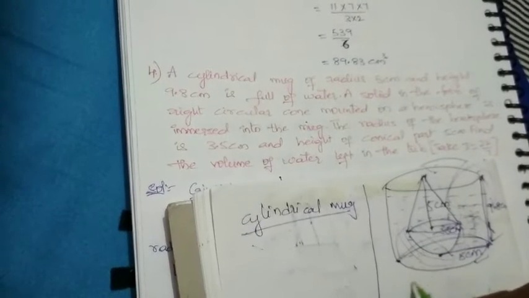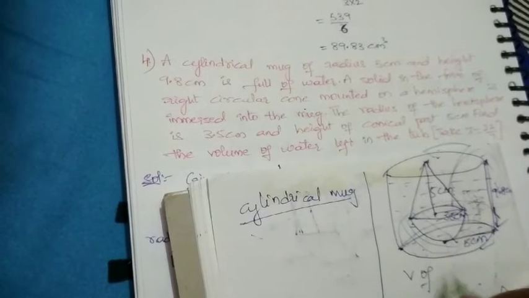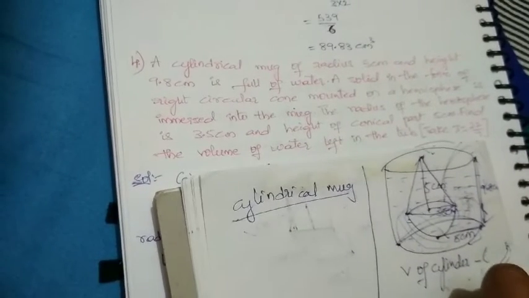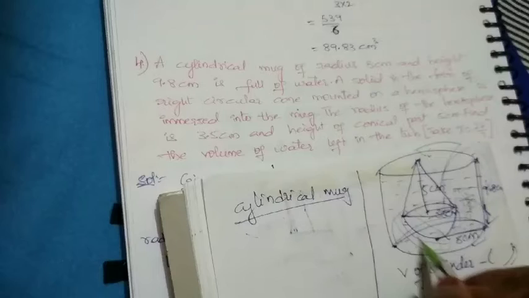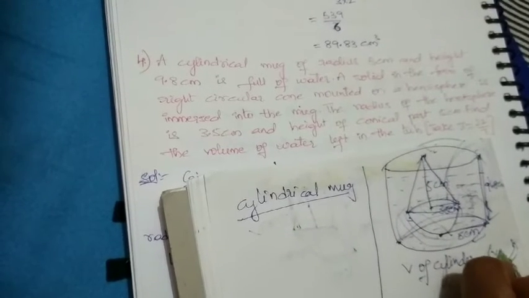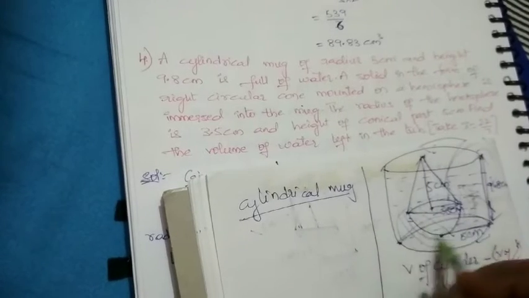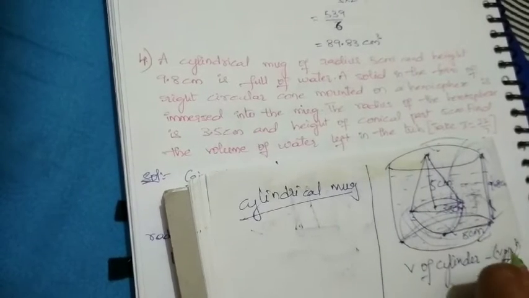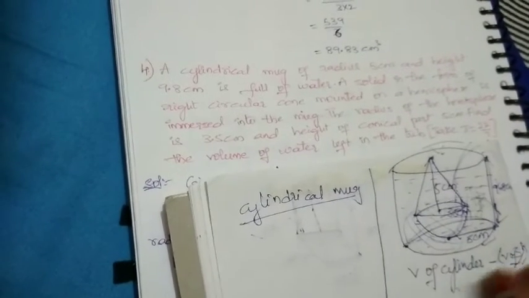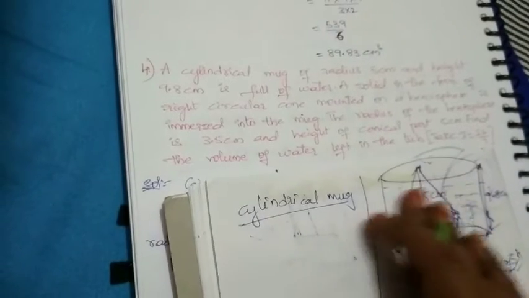In the cylinder, from whatever water we have, some amount is going out. What is that amount? How much volume you are inserting, that much water is going out. So you should find the volume of the shape you are inserting. Now subtract that volume from the cylinder volume. That's it. If you do this, you will get how much water is left over in the tub.